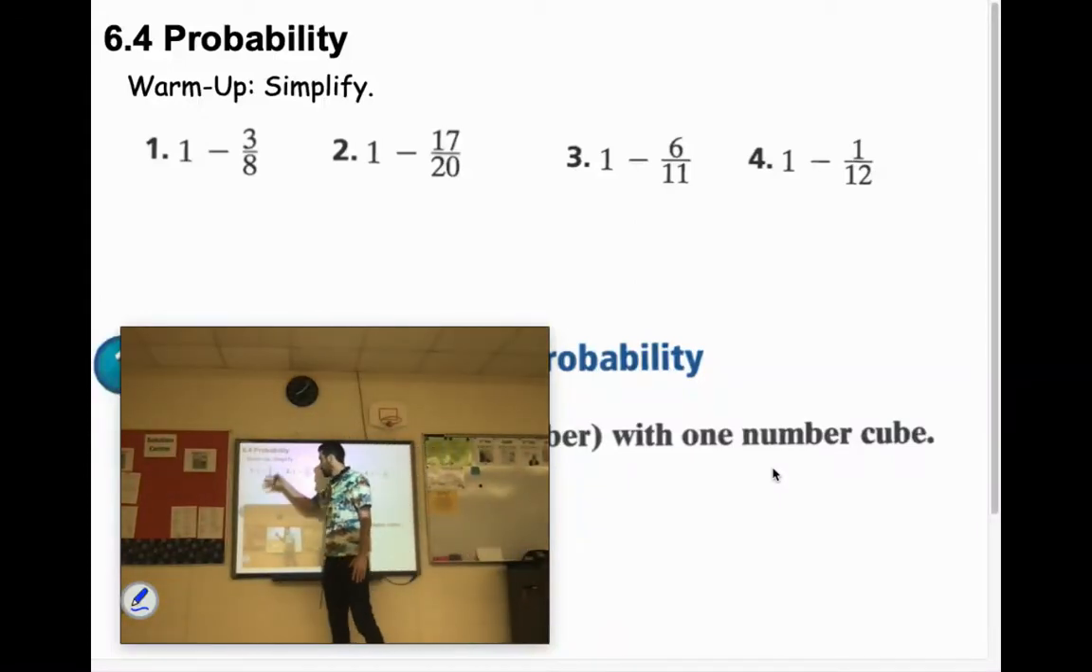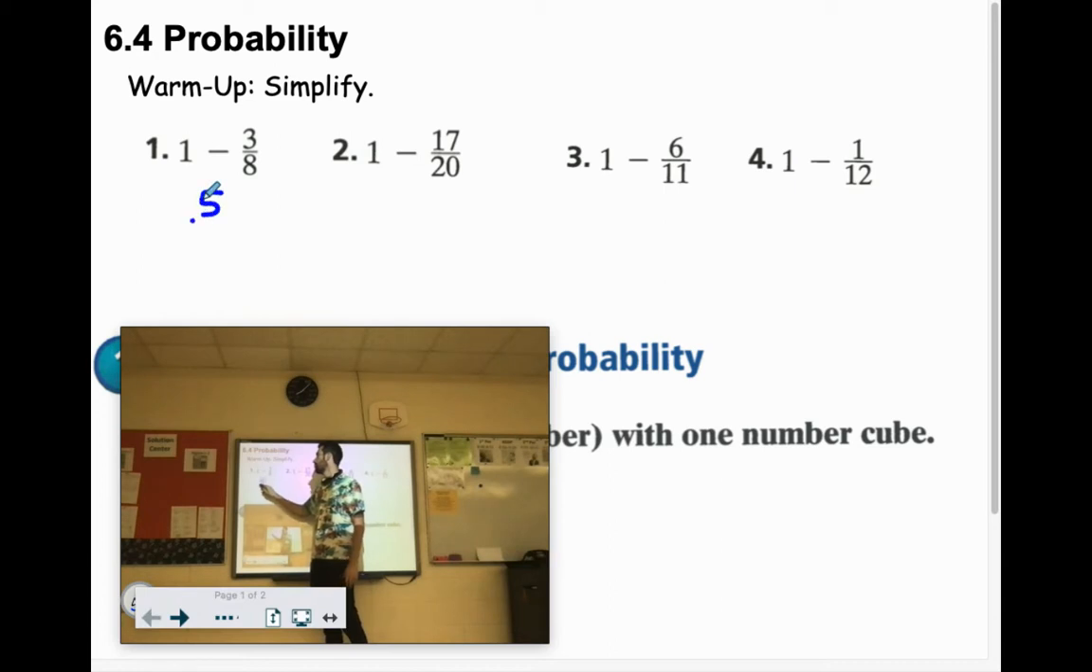1 minus 3/8. Now 1 whole would be 8/8. 8/8 minus 3/8 would be 5/8. Or you could just see what's missing. We have 3 out of the 8, so we're missing 5 out of the 8.